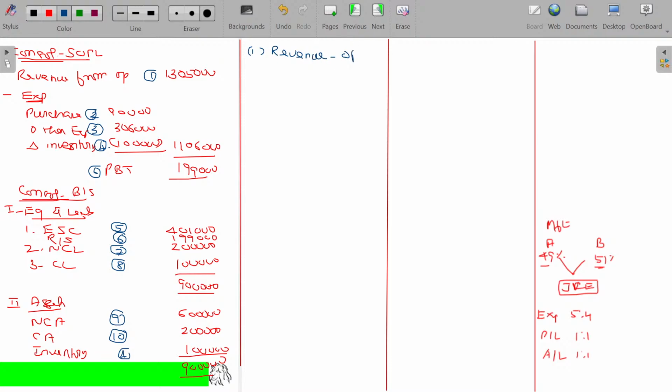Revenue from operations. Find out the revenue for A and B separately. In case of profit or loss, revenue, whatever it may be, shared equally. Out of 13 lakhs, is there any other information for the sales? 5:4. Expenses and revenue, I think.